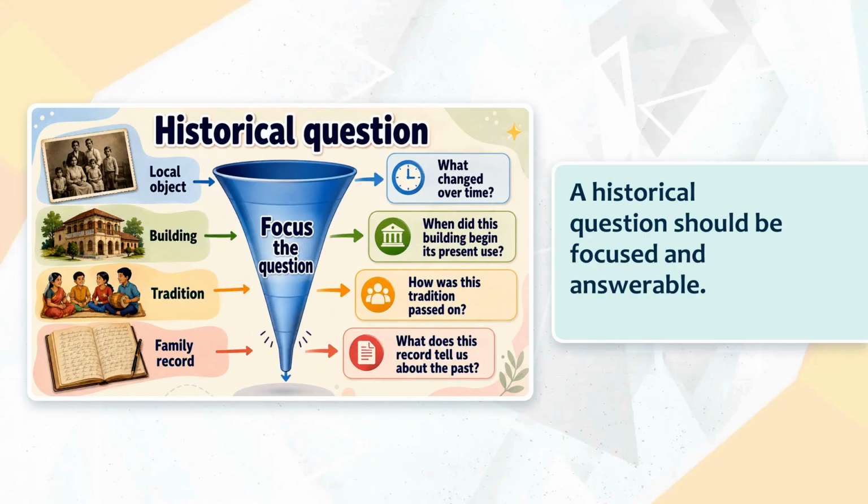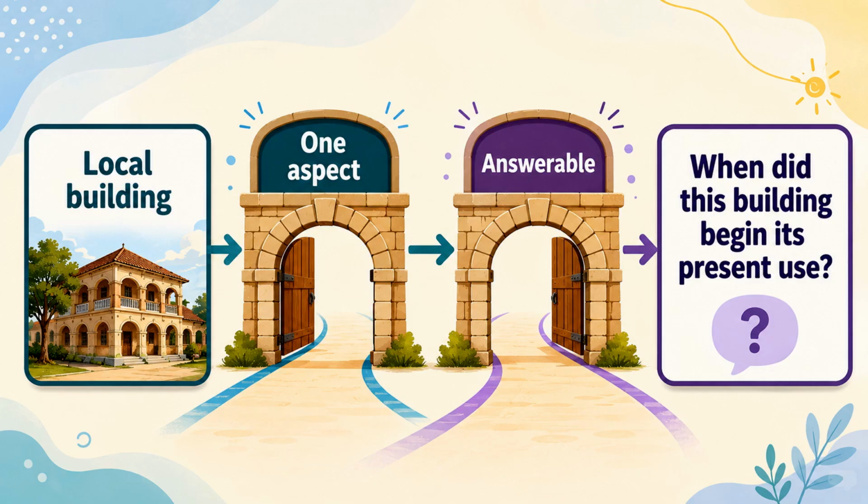A historical question should be focused and answerable. A narrow question helps us know what evidence to look for. A broad topic can easily become too large for a small project. If we ask only what the whole history of a building is, we may not know where to begin. A more focused question gives the investigation a clear direction. The same idea works for an object, tradition, or family record.